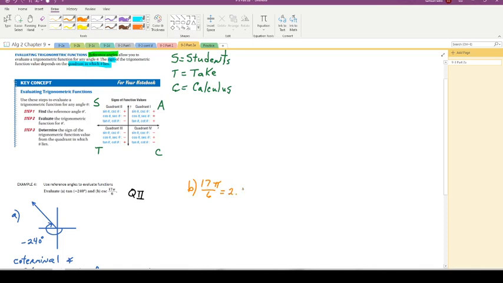It is 2.83 repeating pi. Now I do that because I want to be able to determine easily how far or how great it is. Well, this is greater than 2 pi, which means I'm going to go around the circle more than once, right?